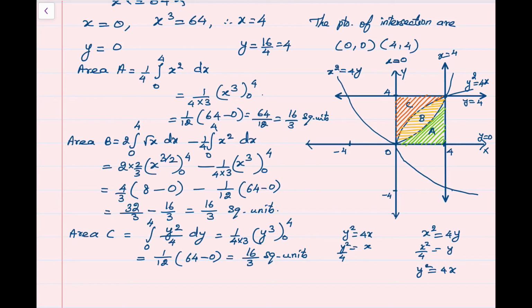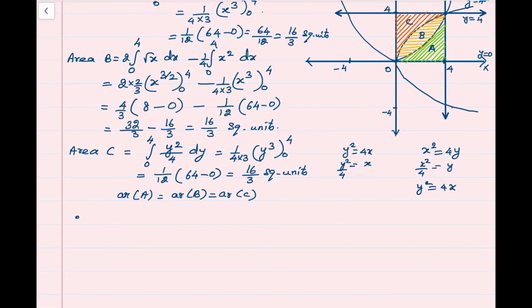All three areas are equal. Area A equal to area B equal to area C. Therefore, the curves y square equal to 4x and x square equal to 4y divide the area of the square into 3 equal parts.